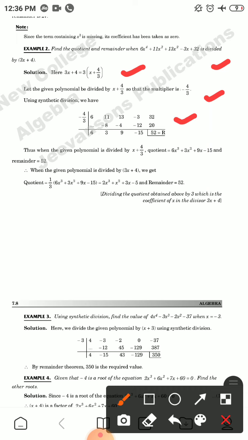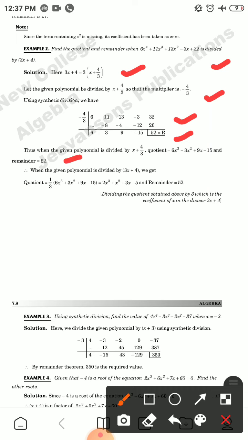Writing the coefficients of the equation 6, 11, 13, -3, 32 and making the synthetic division, we write 6 below the horizontal line, multiplying with -4/3 giving -8, adding we have 3, multiplying with -4/3 we have -4, adding this giving 9, multiplying with -4/3 giving -12, adding, -15. Multiplying -15 with -4/3 giving 20, and the remainder is 52. Thus when the given polynomial is divided by x + 4/3, the quotient is 6x^3 + 3x^2 + 9x - 15 and the remainder is 52.